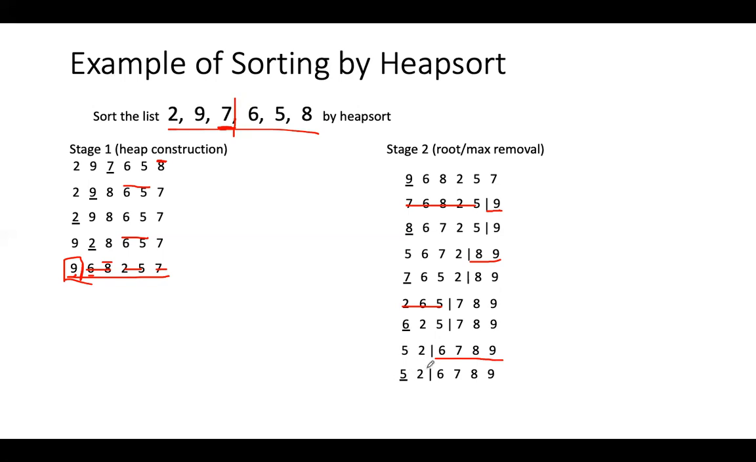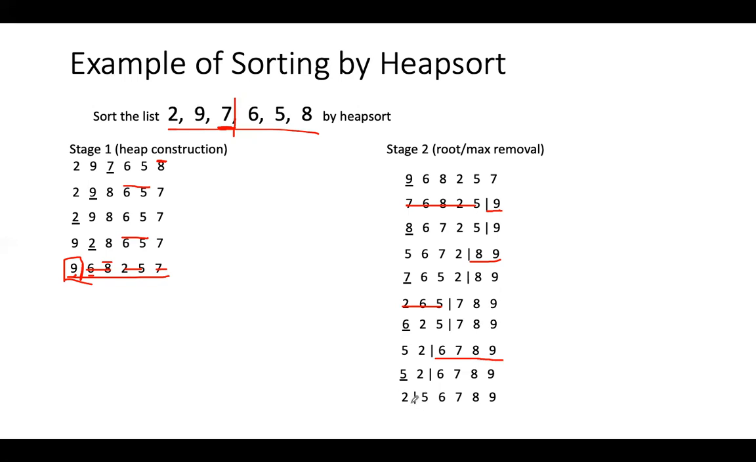Next, what is the next step? You swap 5 and 2 because 5 is the root in this heap. 5 is the root and it will be the greatest among these 2 elements. So remove 5 from the heap. 5, 6, 7, 8.